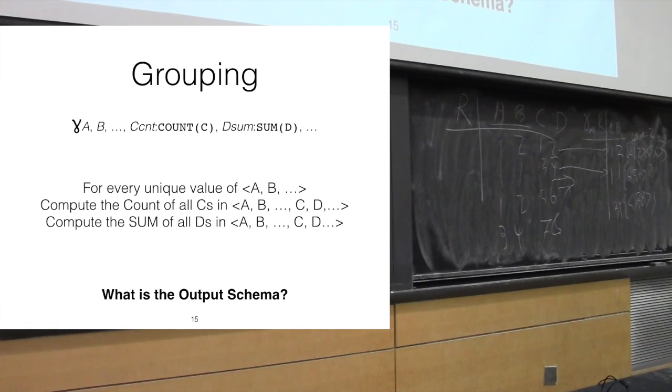I understand where the count came from. Where does the sum come from? So every aggregate operator has an expression as its input. So here I'm computing the sum of D. This attribute is C, this attribute is D. This attribute is C, this attribute is D. So I'm going to take all of the D's and sum them up. So 8 here, 4 here, 8 here. Does that address your question?